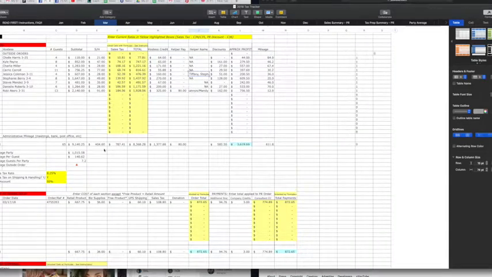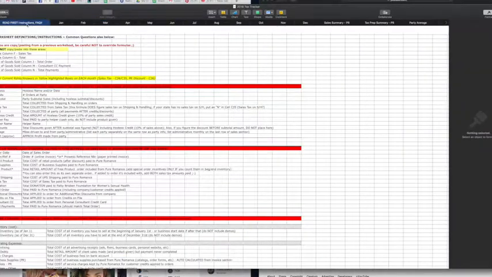Help your business with technology. And today I am going to show you one of my favorite tools for this business and how to help you guys figure out what you're doing, where you're at, and to make tax time easier. So this is the tax tracker.